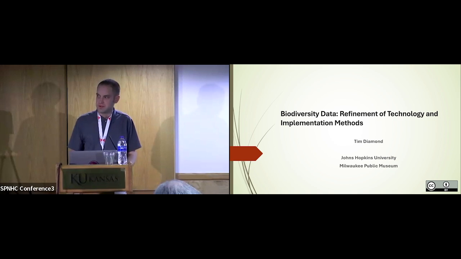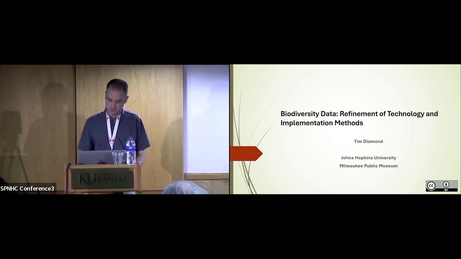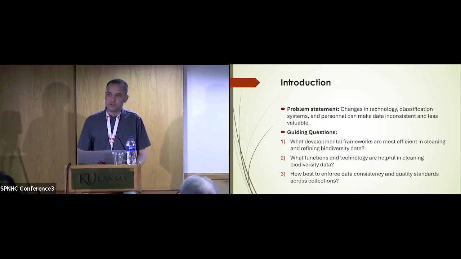Hello everyone, my name is Tim Diamond, and this presentation discusses a research paper I did at Johns Hopkins University in 2022 for improving biodiversity data standards. Changes in technology, classification systems, and personnel can make data inconsistent and less valuable. With that, this research is intended for collection and data managers, along with natural history listserv groups, to get ideas for improving their biodiversity data.